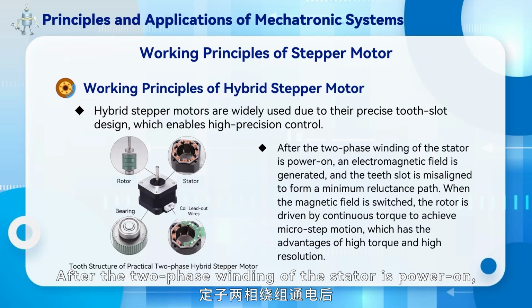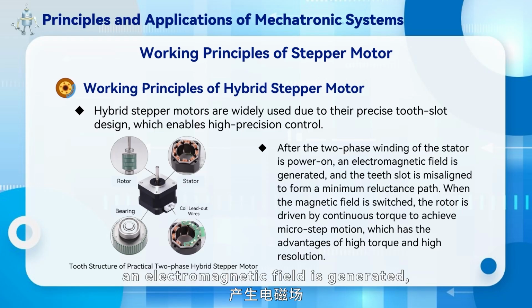After the two-phase winding of the stator is power on, an electromagnetic field is generated, and the teeth slot is misaligned to form a minimum reluctance path. When the magnetic field is switched, the rotor is driven by continuous torque to achieve micro-step motion, which has the advantages of high torque and high resolution.